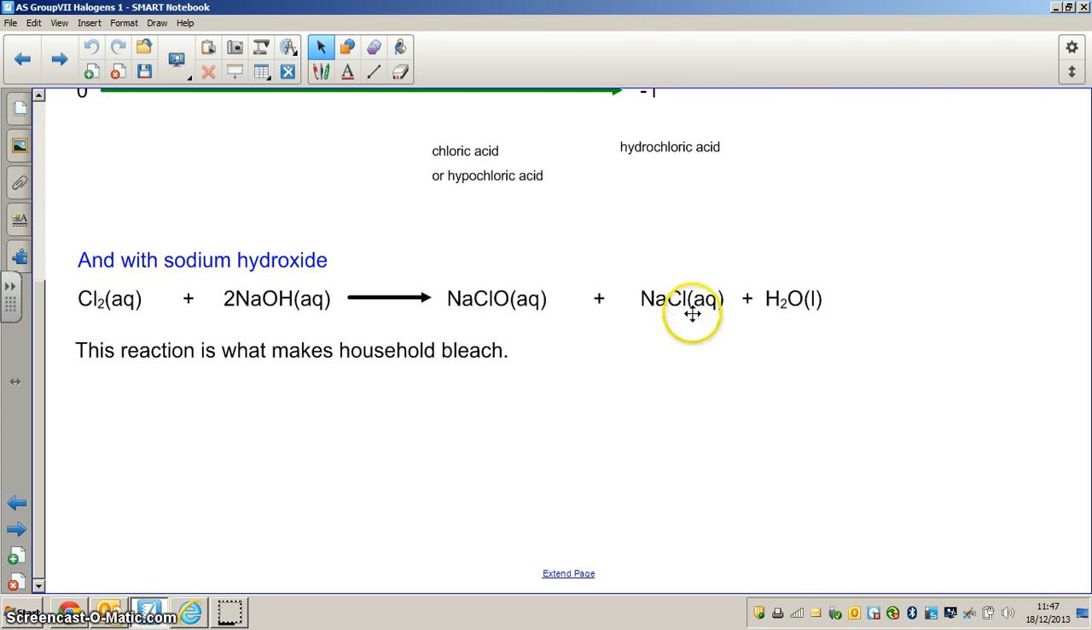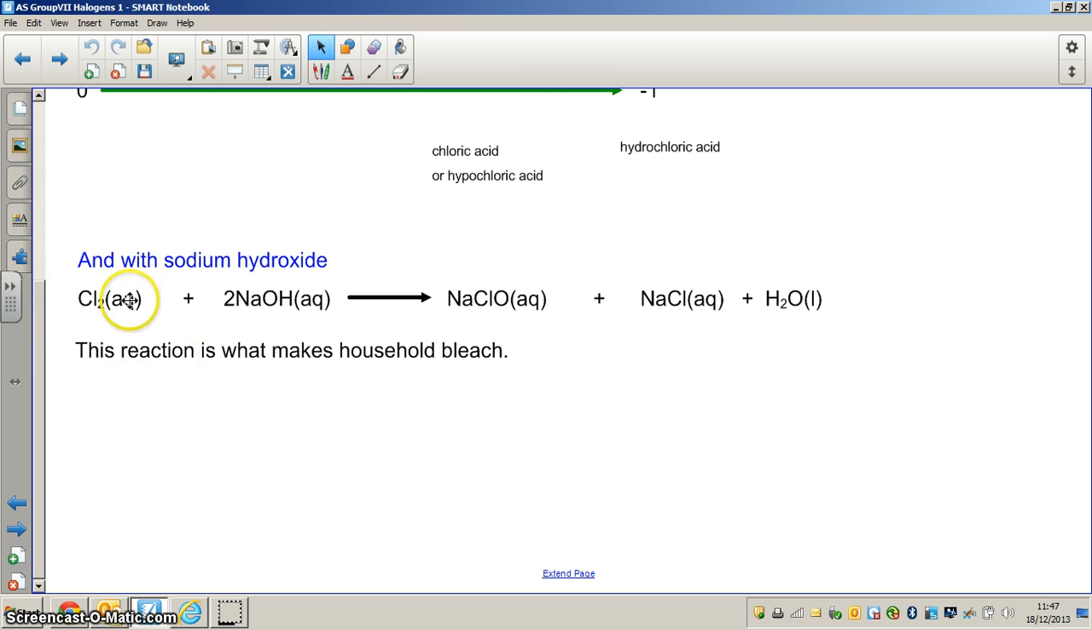And if we look at this chlorine here in this molecule, sodium group 1 +1, so this chlorine must be -1 because there is no residual charge. So the other chlorine has gone from 0 to -1. In other words, it's gained an electron, so that's reduction. And that's what disproportionation is. It's both oxidation and reduction happening to one element at the same time.